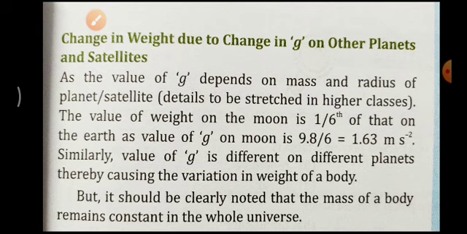Similarly, the value of g is different on different planets, thereby causing the variation in weight of a body. So in different planets the value of g is different, accordingly the weight will also be different. But it should be clearly noted that the mass of a body remains constant in the whole universe. So wherever we go, the mass of the body remains constant, but the value of weight will be changing continuously. Yes, so I hope all of you have understood.